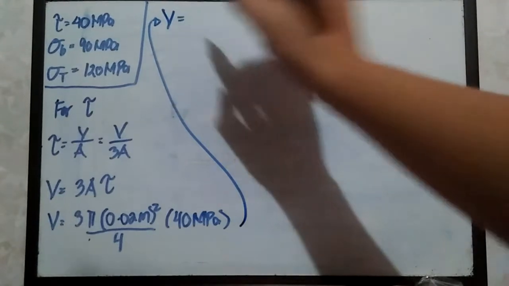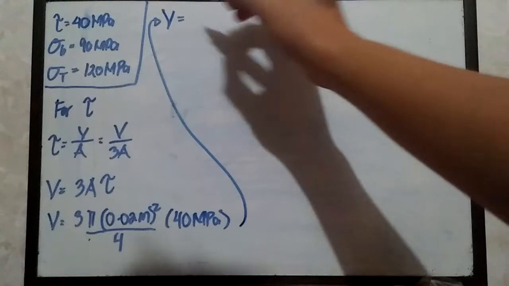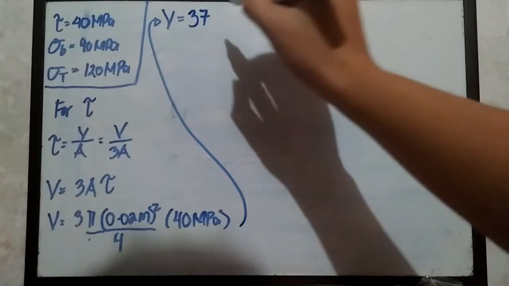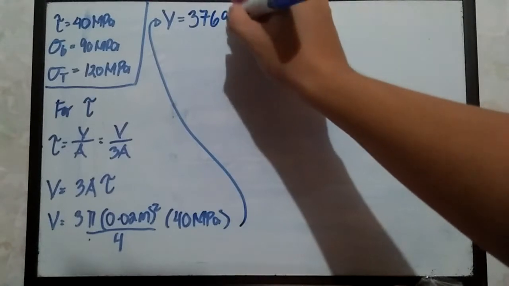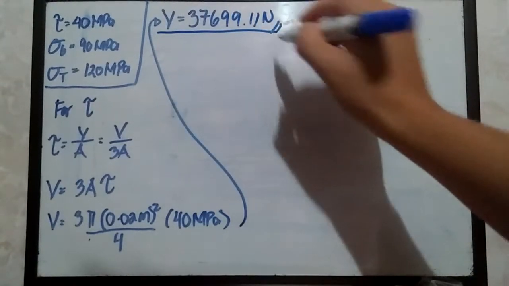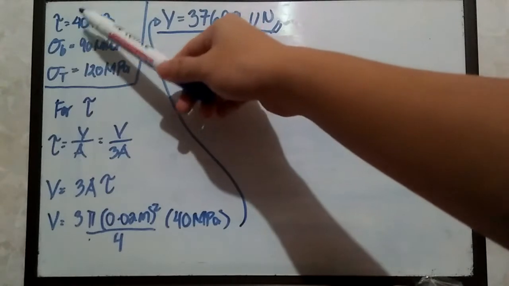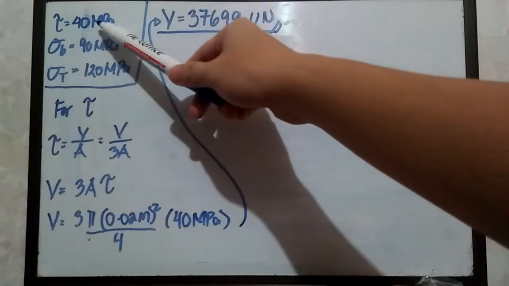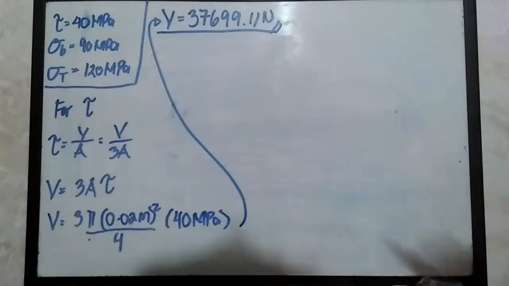And then solving for V, let's try to write it here. So V is equivalent to approximately 37,699.11 newtons. Okay. So this should be the corresponding applied load, or rather the shear load, if we have a limiting factor of 40 megapascals for the shear stress.